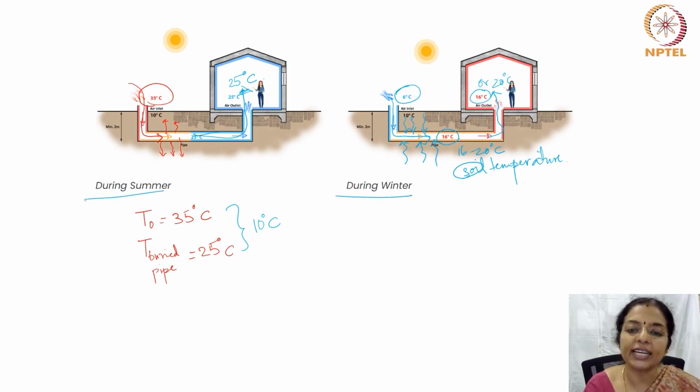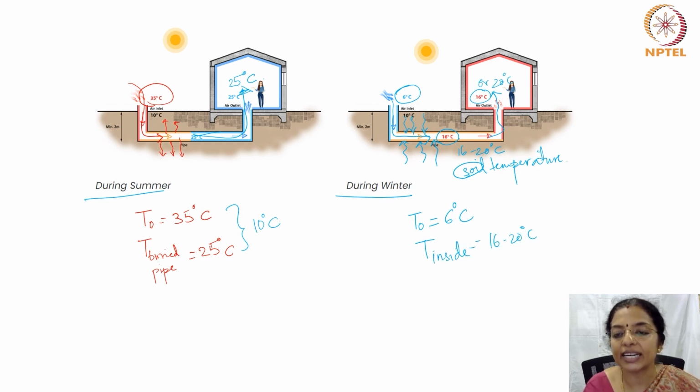So straight away, when the T outside during winter is 6 degrees centigrade and the T which comes inside is about 16 to 20 degrees centigrade, you get a temperature increase of about 10 to 14 degrees centigrade straight away, without using any extra energy, electrical energy or energy from the grid.